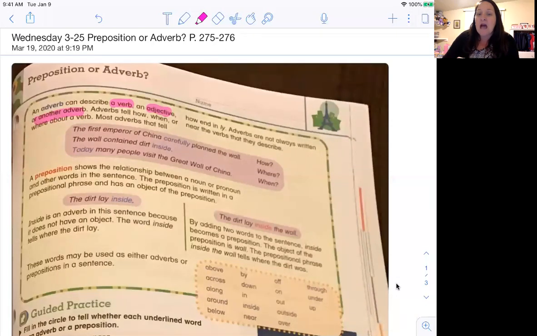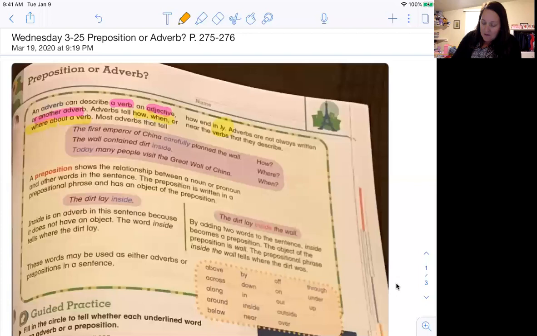An adverb tells how, when, or where about the verb. So it tells how, when, or where about a verb. Most adverbs tell how, and end in the 2 letters ly. That's our key. Hey, that's an adverb. It ends in ly. Now, do all words that end in ly, are they adverbs? Nope. So we got to be careful with that. Adverbs are not always written near the verbs that they describe. So let's look at our examples that they gave us.